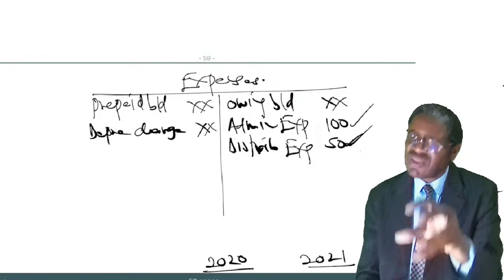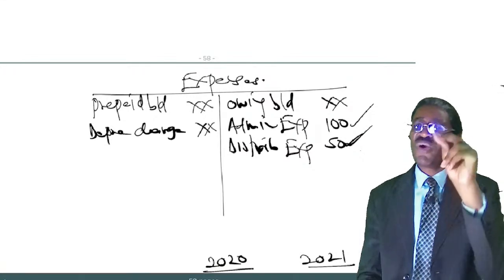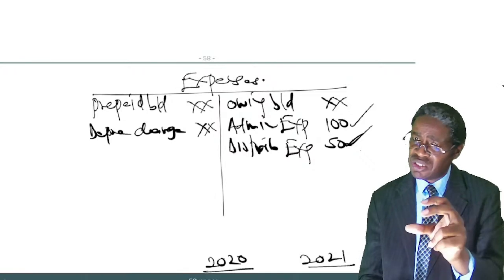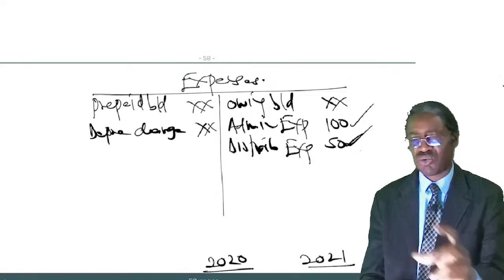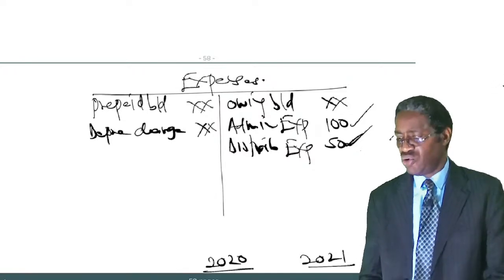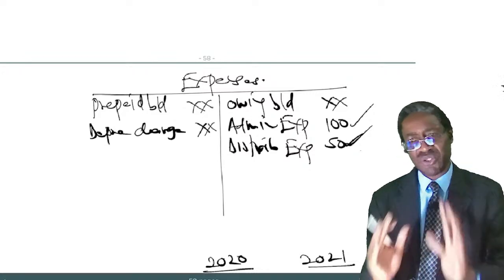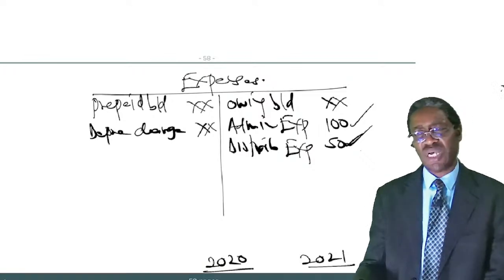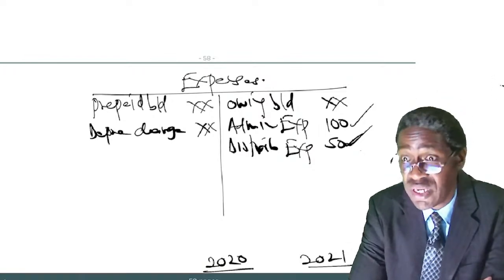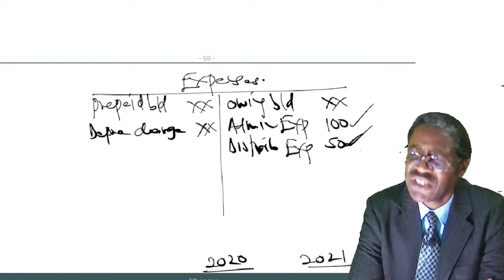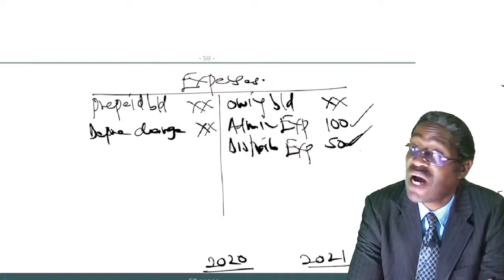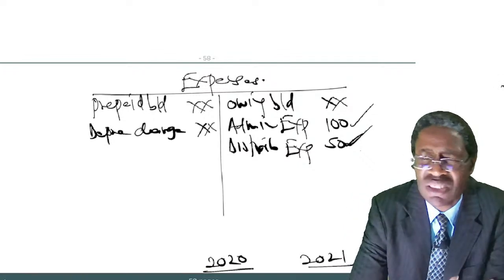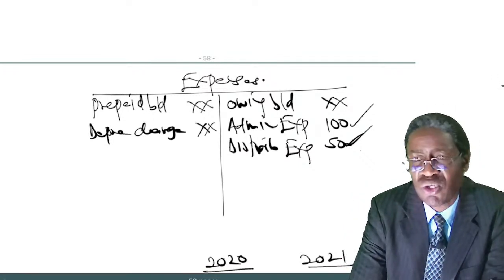Is there something that you could have charged within either the admin expenses or the distribution expenses where actually no cash was involved? I've given you one example, depreciation. But I want you to give me more examples of non-cash expenses that you could have charged and classified as either admin or distribution in a question.